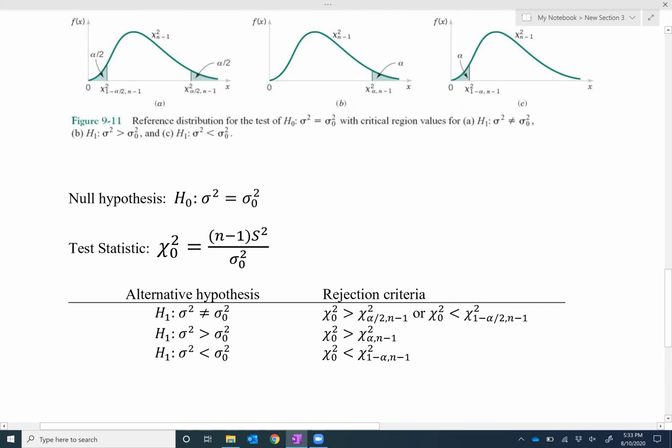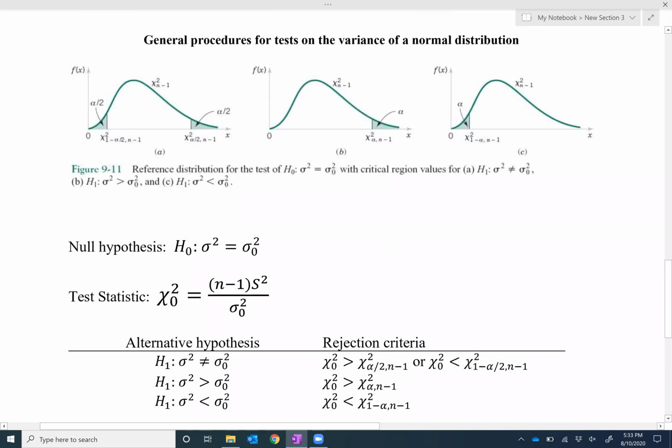This is the general procedure for the null hypothesis. You see, this is the chi-square distribution, and this is the upper tail. If you have alpha over 2, this location is chi-square alpha over 2 with n minus 1 degrees of freedom. For the other location, it is chi-square 1 minus alpha over 2, because you have alpha over 2 on one side, but all the way to the right side there is 1 minus alpha over 2. The more area you have on the right side, the smaller the location is, and the smaller the area, the bigger the location.